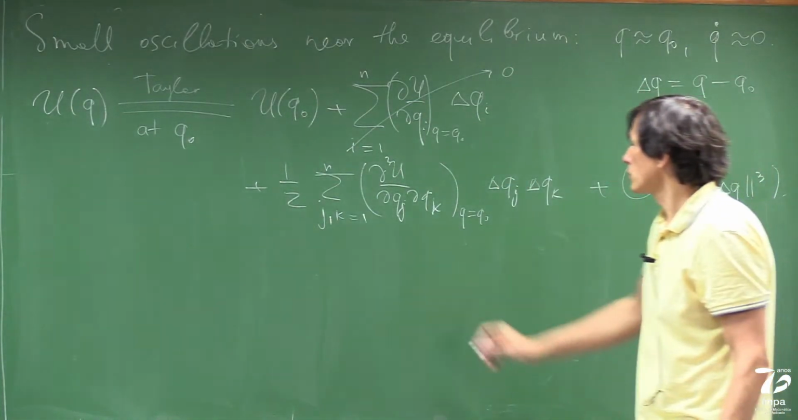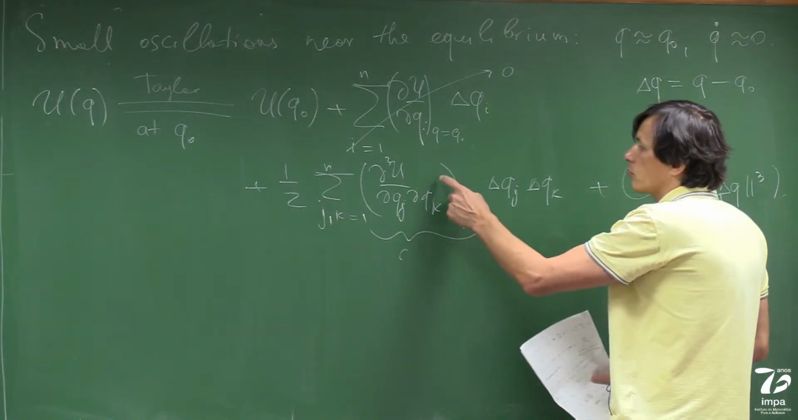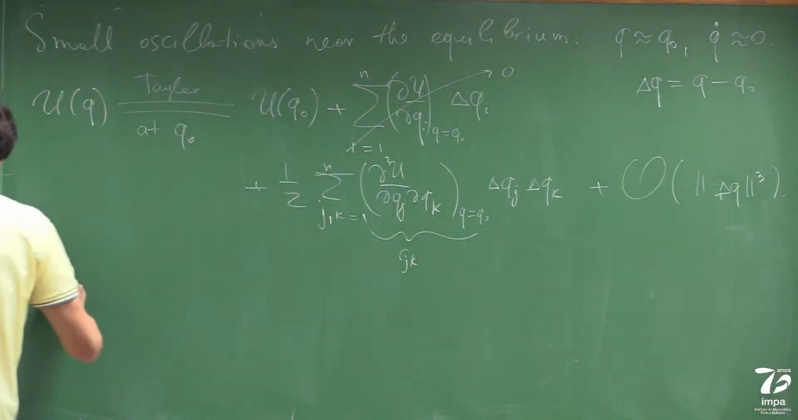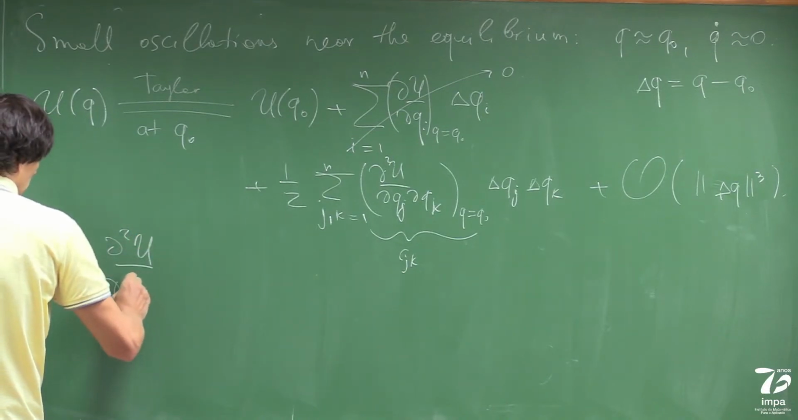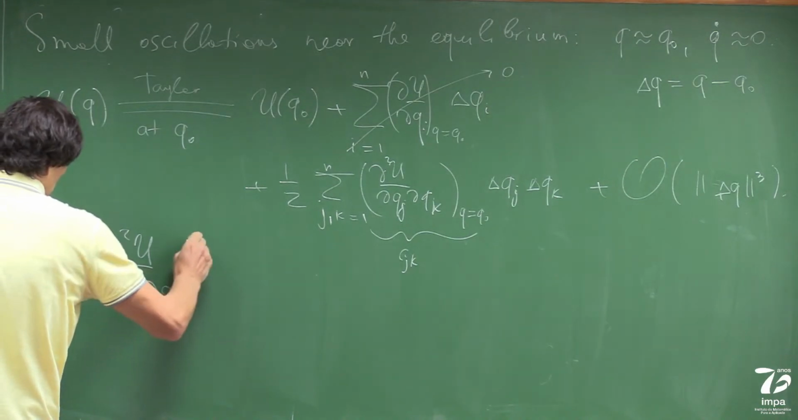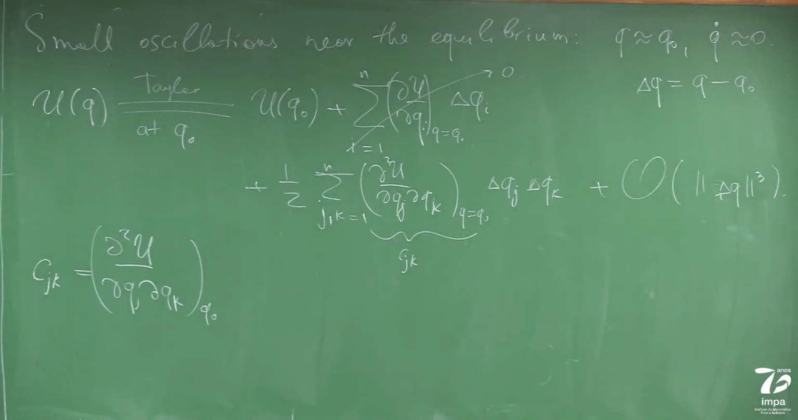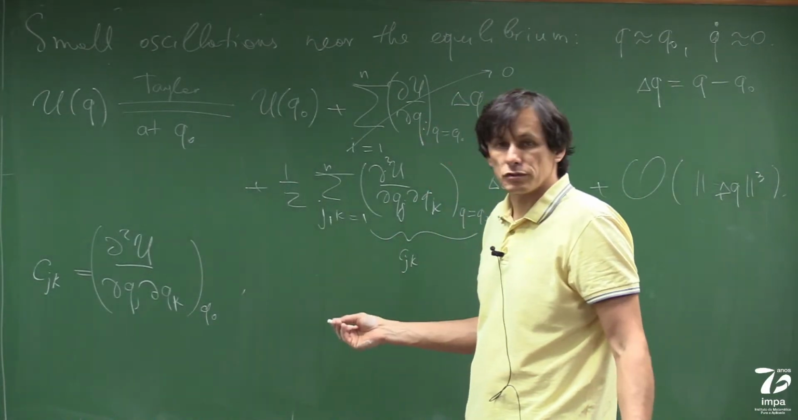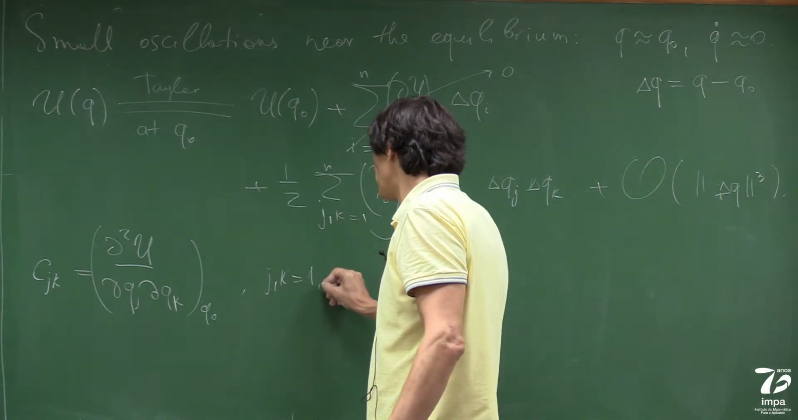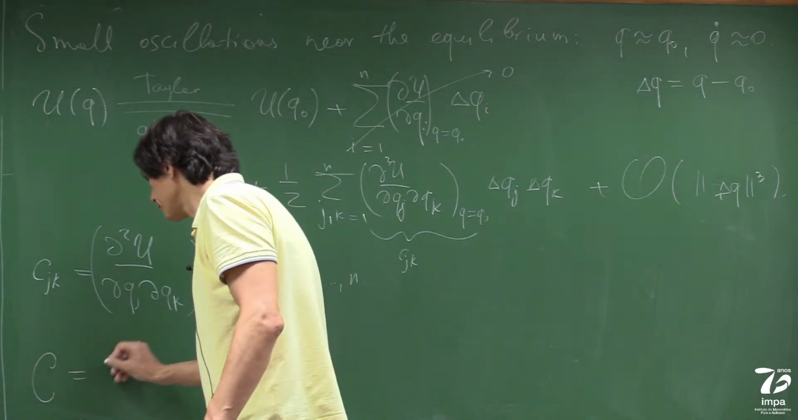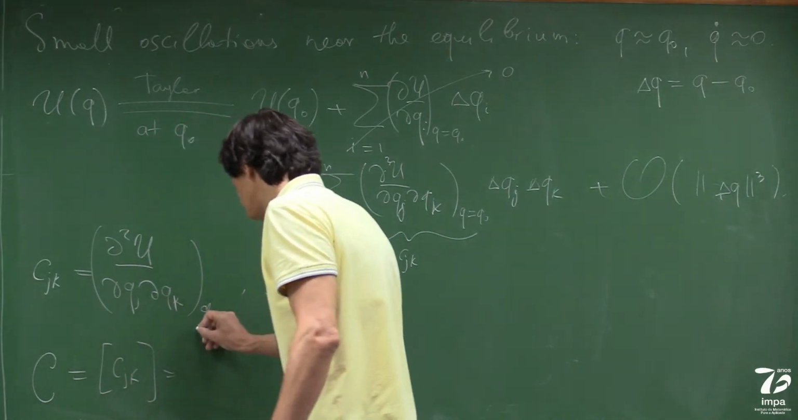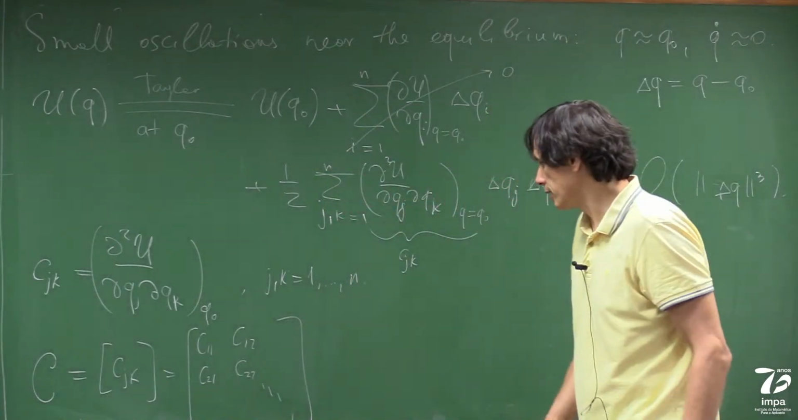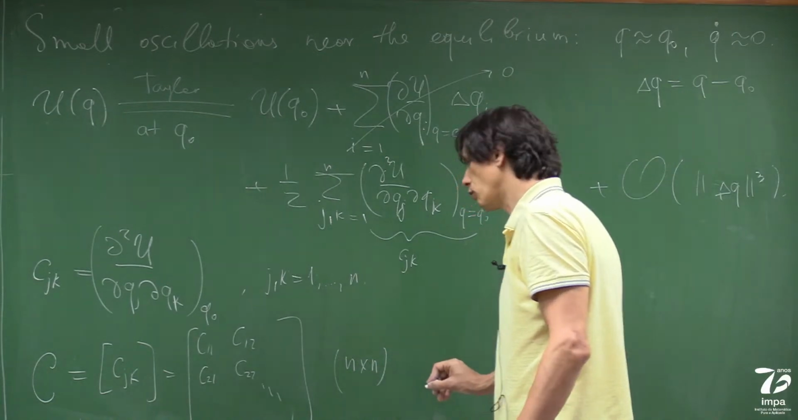Next, we can just give a name. Remember, in the 1 degree of freedom system, we gave the name C. So now it's C_jk. We define C_jk as the second derivative of the potential at the equilibrium. It's just a number, but there are n by n numbers of this, since j and k change from 1 to n. So in fact, this gives you a matrix: C11, C12, C21, C22, and so on. It's an n by n matrix, often called the stiffness matrix.